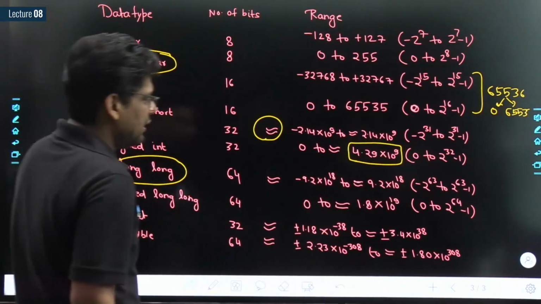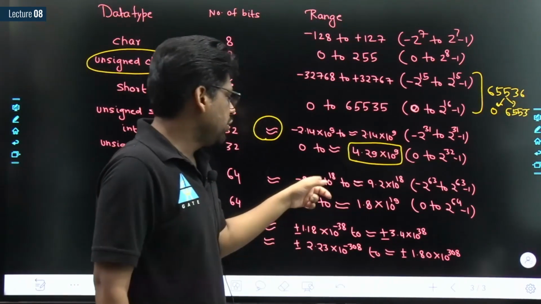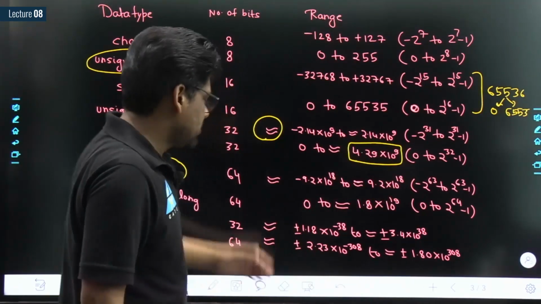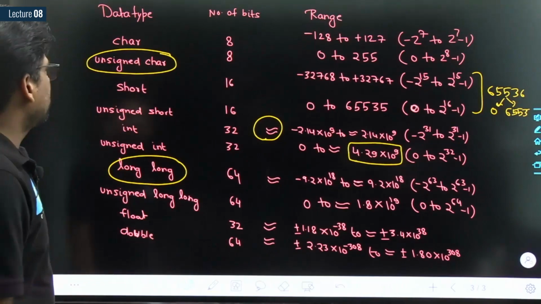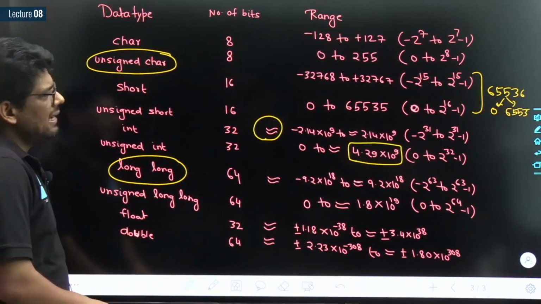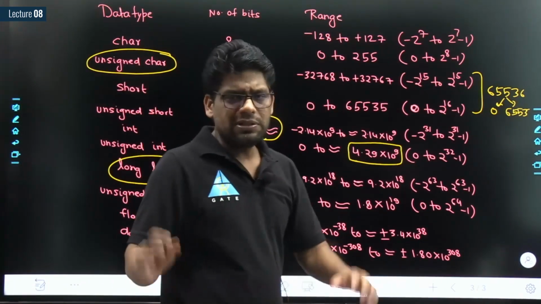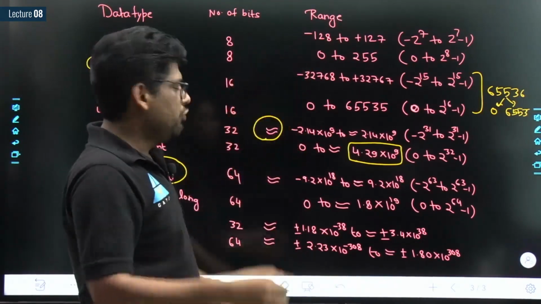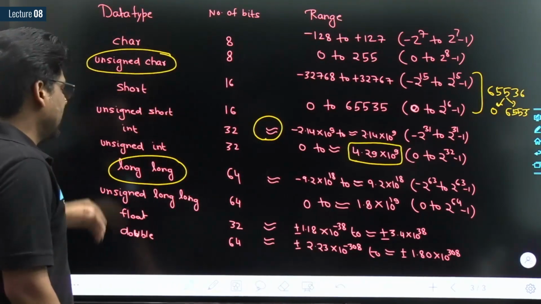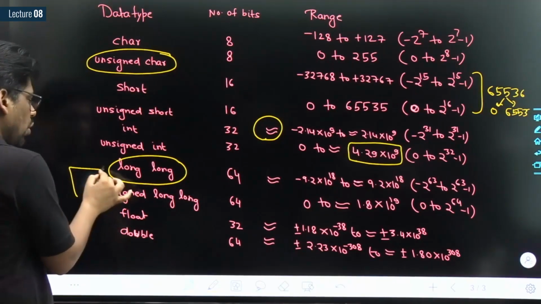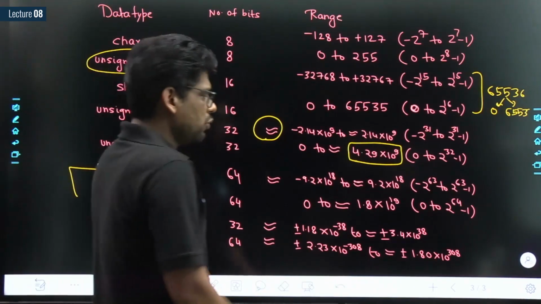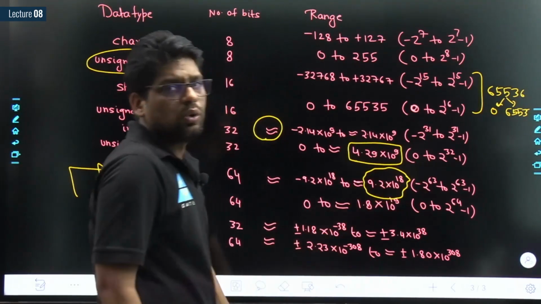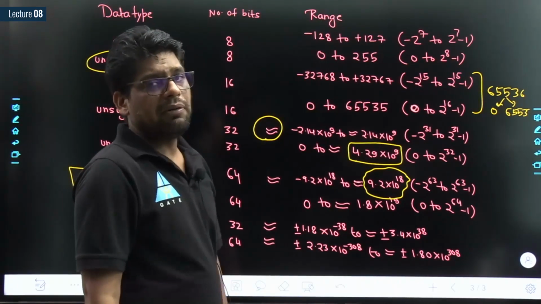Long. Sir, it is almost minus 9.2 into 10 to the power 18 to approximately 9.2 into 10 to the power 18. See the ranges, and please note them down. As this will help you. You must have an idea of how much bigger a value we can store in a particular data type. For example, if I ask you long, sir, approximately this is the range. Approximately this is the largest value we can store. 9.2 into 10 to the power 18, such a large number.